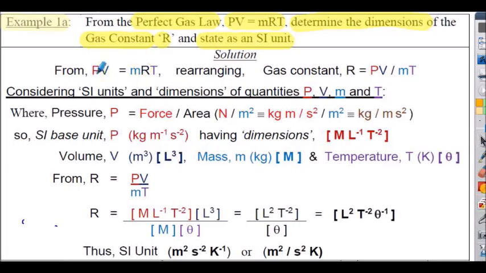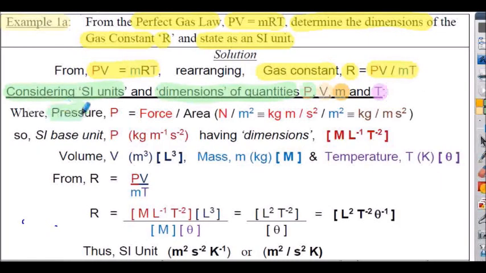So extracting the information from the question, we know PV is equal to mRT. I'm going to rearrange this for the gas constant, symbol R. So in other words, dividing both sides by m and T, on the right hand side we have PV divided by mT. Next we're going to consider the SI units and dimensions of the quantities, P for pressure, V for volume, m for mass, and T for temperature.